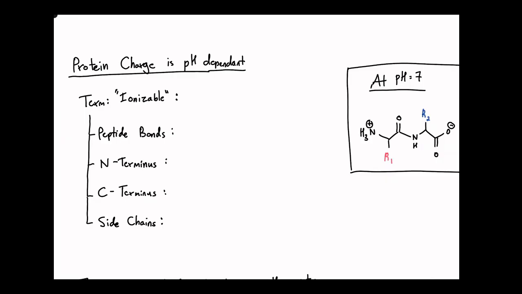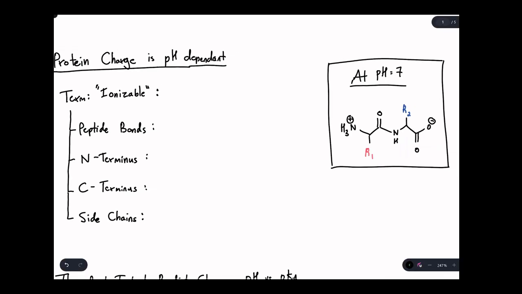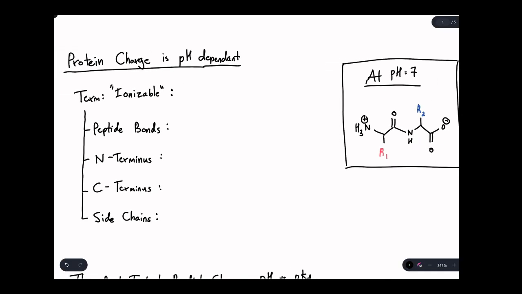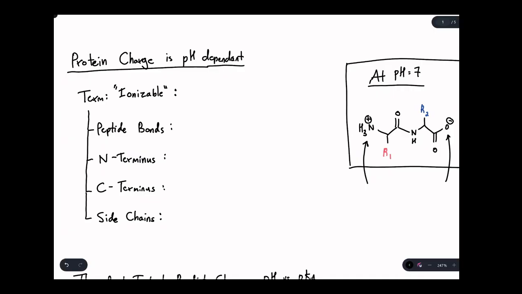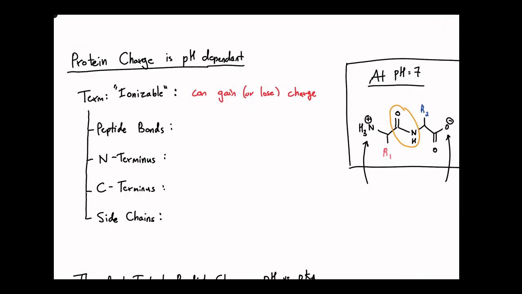As we discussed in the last video, at pH 7, the amino acid or amino acid chains exist as a zwitterion, where the N terminus has a positive charge and the C terminus has a negative charge. Now, I'm going to define this term ionizable, which basically means can gain a charge. So, ionizable groups can gain or lose charge. Right? A group that is not ionizable is going to always stay the same. Peptide bonds, which are, for example, in this area here, are going to be non-ionizable.